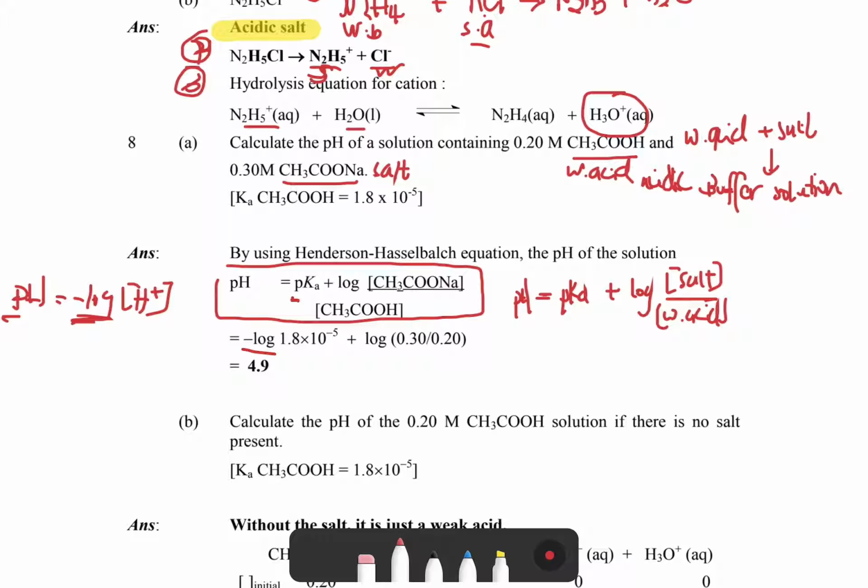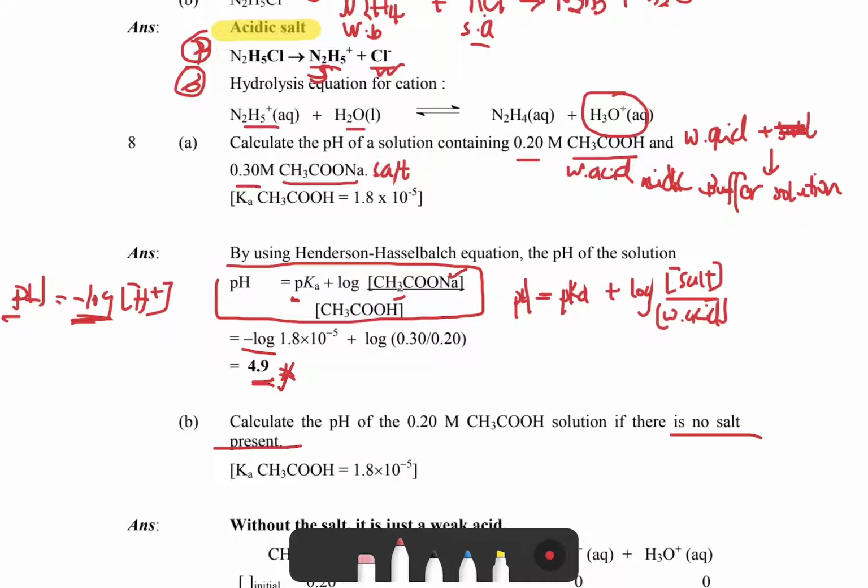So ini dia sudah bagi terus 0.3, concentrations of weak acid is 0.2. So pH of the buffer solutions is 7.9. And B, calculate the pH of 0.2 molar ethanoic acid CH3COOH solutions if there is no salt present.